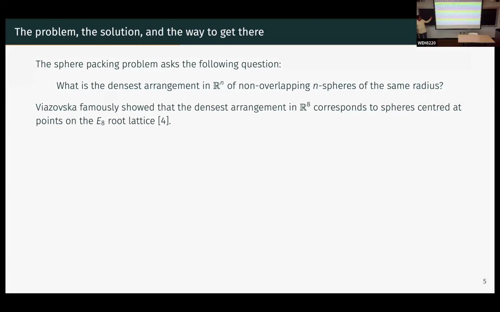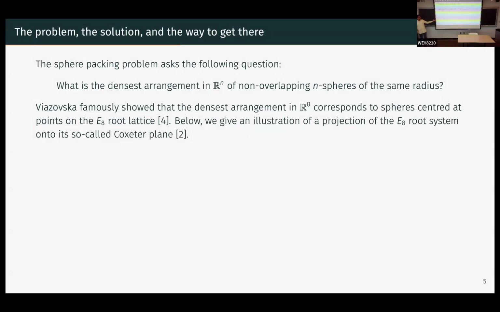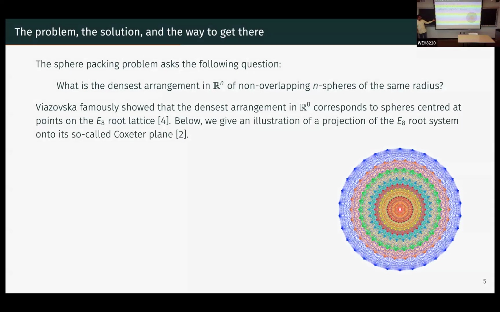Anyway, so Viazovska showed that it corresponds, in 8 dimensions, to the sphere packing with spheres centered at points on the E8 lattice. And what is the E8 lattice? I'm not going to go into too much detail here, because I can say a lot about E8. I can talk about Lie algebras and root systems because I am interested in that stuff, but I won't.